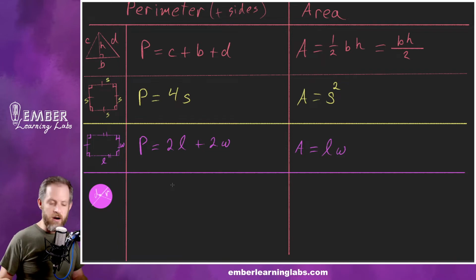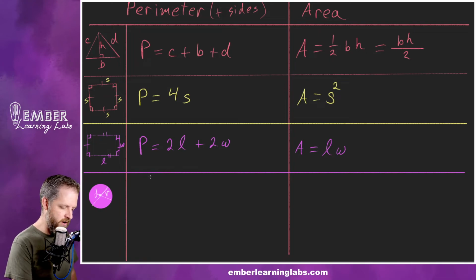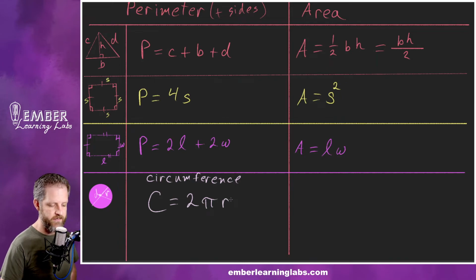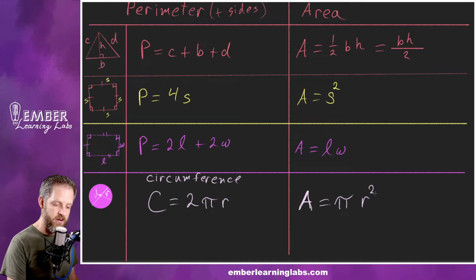To find the perimeter of a circle, we give it another name. We call it the circumference. And to find it, we use this formula right here. We do 2 times pi times the radius. Now, to find the area, there's no fancy name for the area of a circle. It's just the area. To find the area, we use the formula pi times the radius squared. There we go. Easy peasy lemon squeezy.